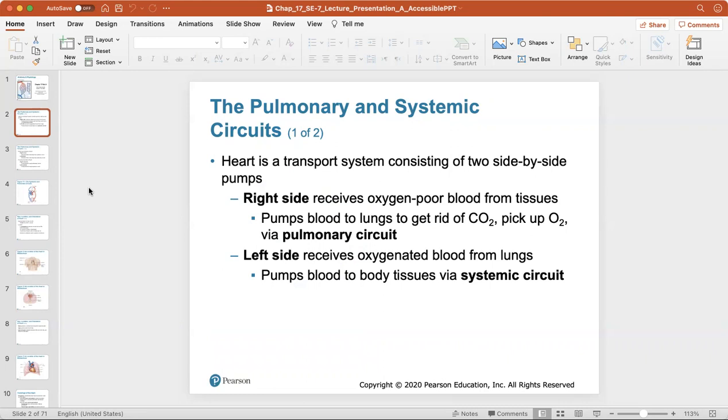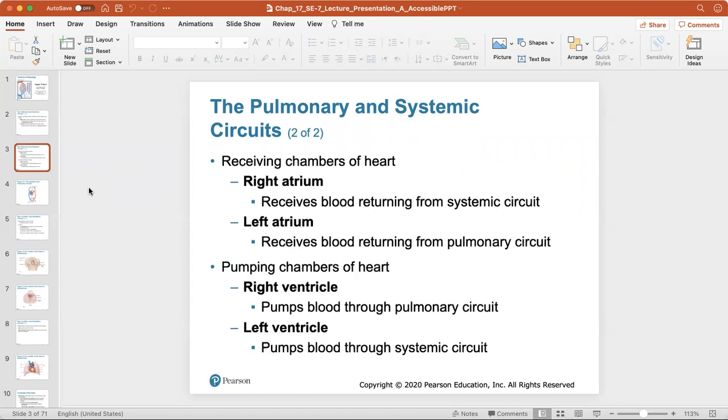Your heart is a transport system that consists of two side-by-side pumps. The right side of the heart receives oxygen-poor blood from all the tissues, and it will pump blood to your lungs to get rid of the carbon dioxide and pick up oxygen. And we call this the pulmonary circuit. The left side of the heart then receives that oxygenated blood from your lungs and pumps the blood to the body tissues, and we call that the systemic circuit.